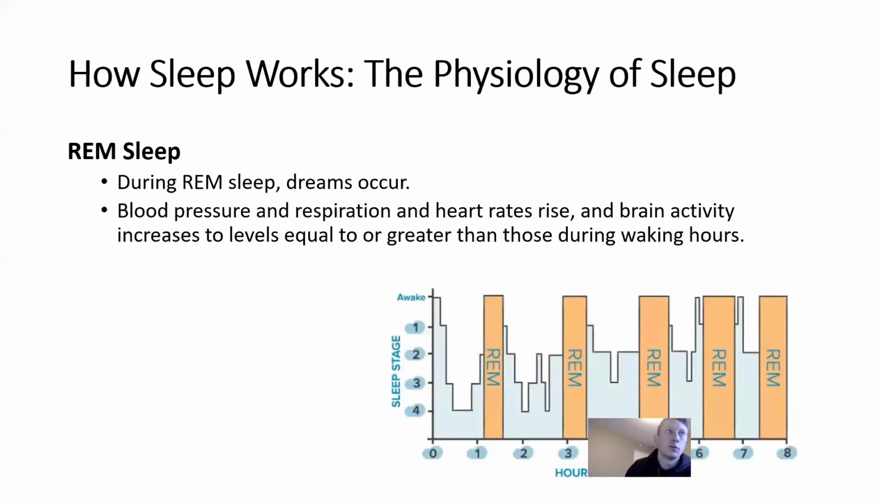Okay. REM sleep, or rapid eye movement sleep, is where dreams occur. They occur at different points during our sleep cycle when our brain waves are cycling through. That's why it's easiest to wake up at certain times, and then other times you can't wake up. Or when you wake up during a dream, it's easier to wake up because you're in a lighter level of sleep. You're closer to being awake.